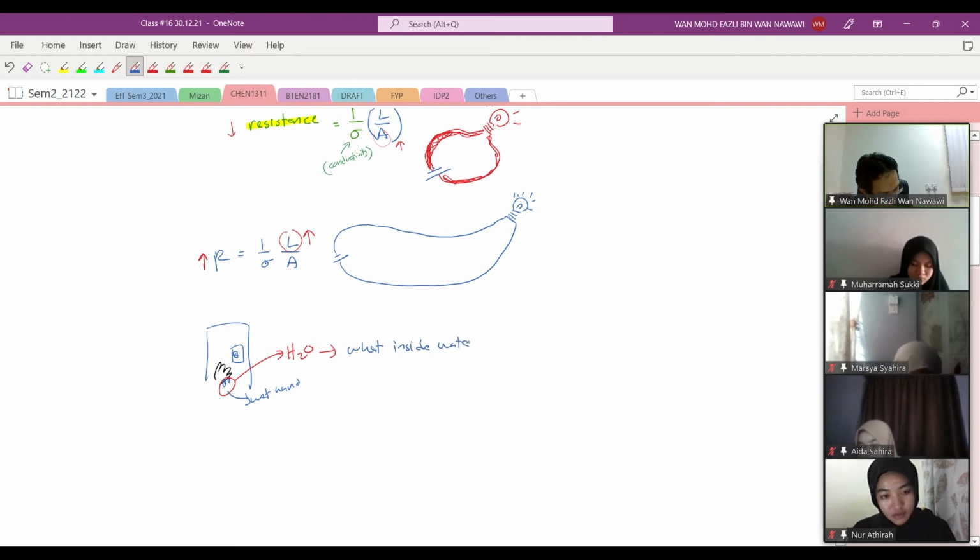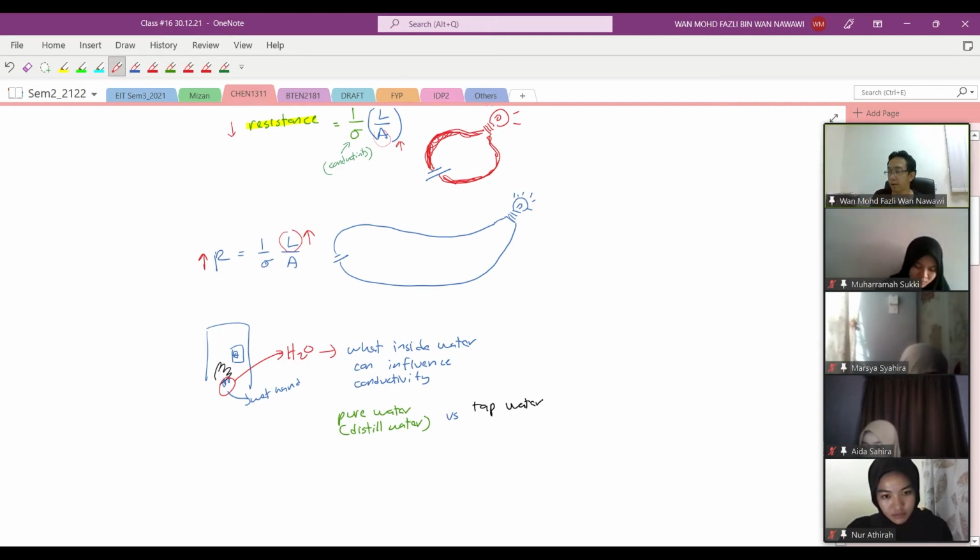What is inside water can influence the conductivity. For example, if you have pure water, like distilled water, versus normal water, versus tap water, which one is more conductive and why?